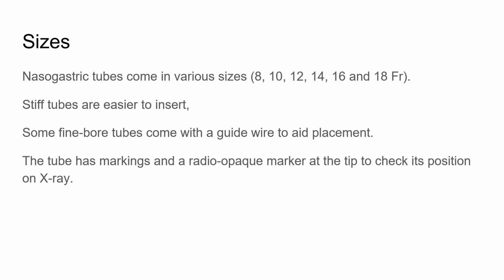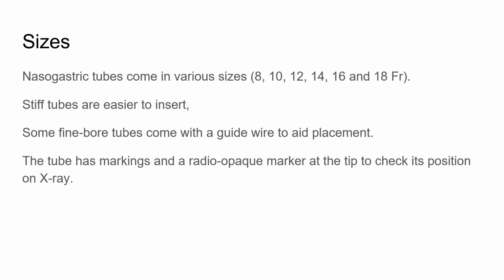In the last video, we had seen the French size system for the urinary catheter. A similar size index is also used for the nasogastric tube. Nasogastric tubes come in various sizes. It may be 8 French, 10, 12, 14, 16 or 18 French. So there are different varieties of sizes of nasogastric tubes.